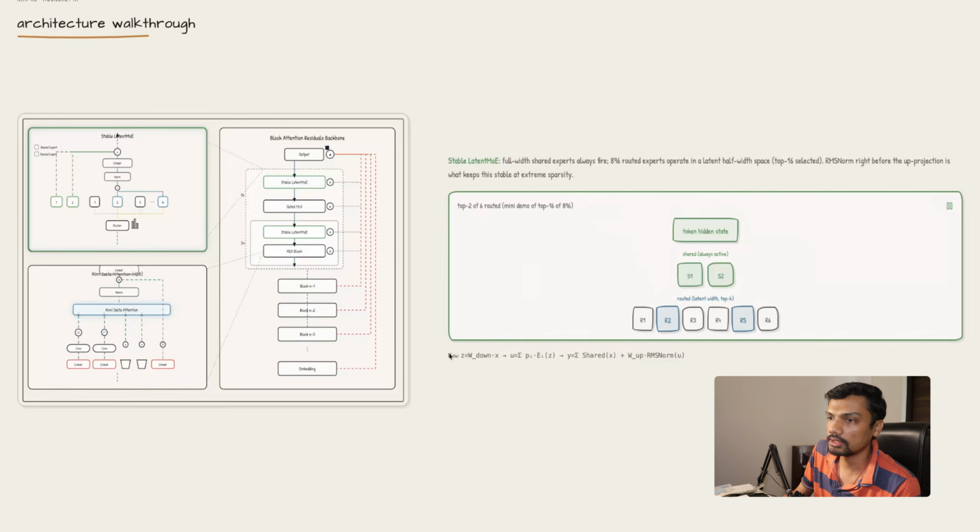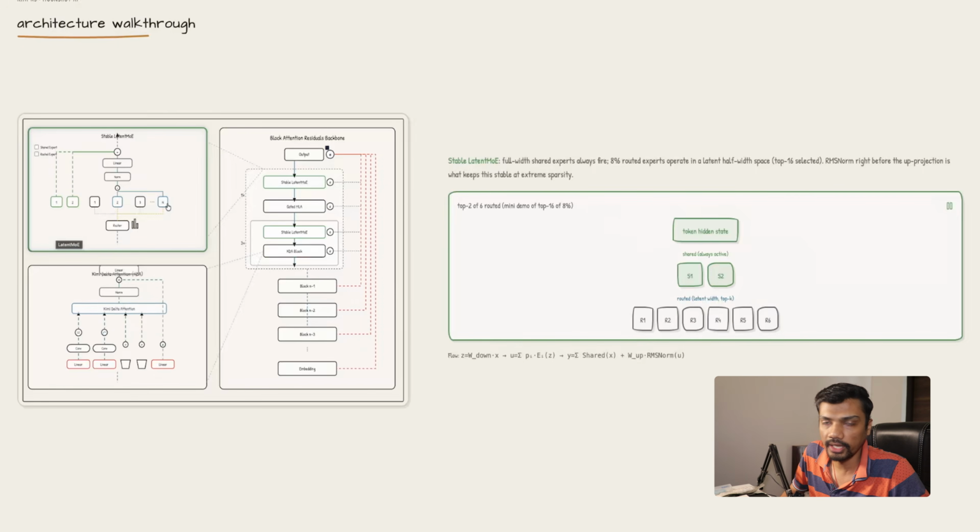The first one is the shared expert, the green row. It has the full width of D equals 7168. They are always active for every token to process core baseline knowledge. The second is the routed experts, the blue row, these ones. These have a compressed latent width with L equals 3584.